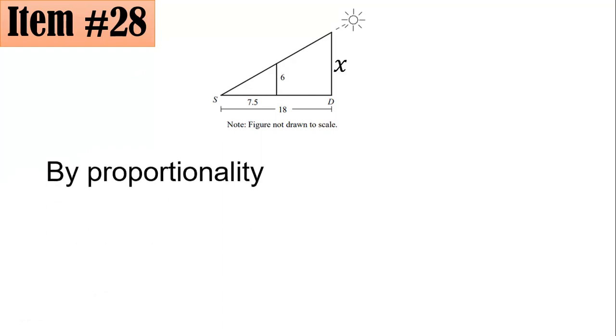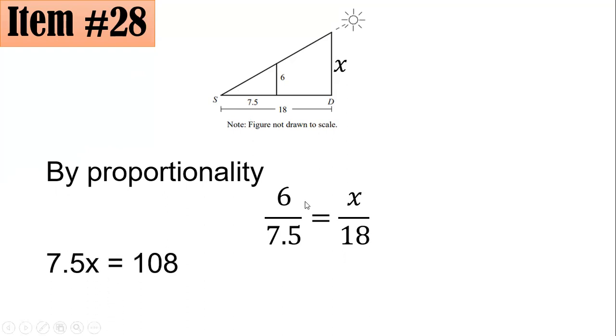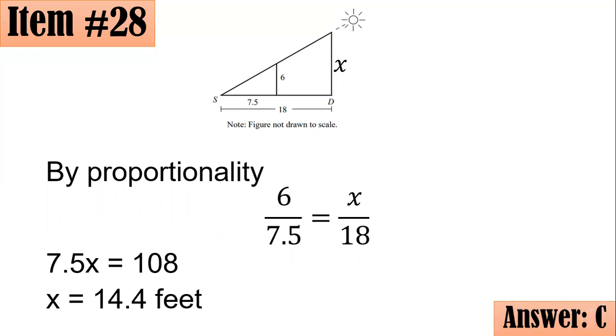Since these two are both vertical, we have two similar triangles. By proportionality, we have 6 over 7.5, the vertical over the horizontal, equals the same thing, vertical x over the horizontal, which is 18. Employing cross multiplication or the multiplication property of equality, 7.5 times x is 7.5x. 6 times 18 is 108. Dividing both sides by 7.5 gives x as 14.4 feet. Letter C.